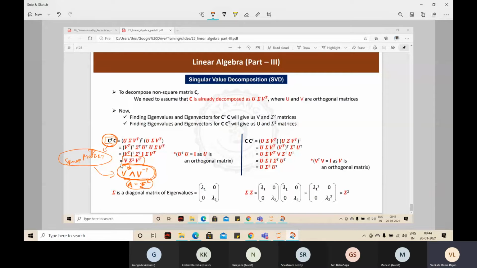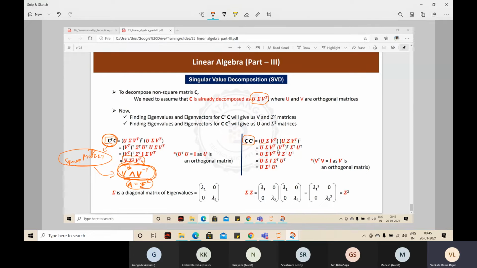So stay there. C transpose C is a square matrix. If you do eigenvalue decomposition, you get this. And V is an orthogonal matrix, so you can represent it as transpose or inverse. That point is clear. If you take C transpose C, and I assumed that C is already decomposed as U sigma V transpose, I am substituting that.